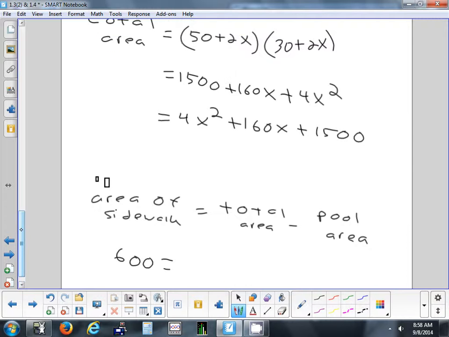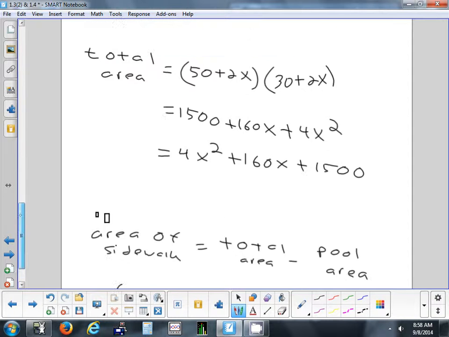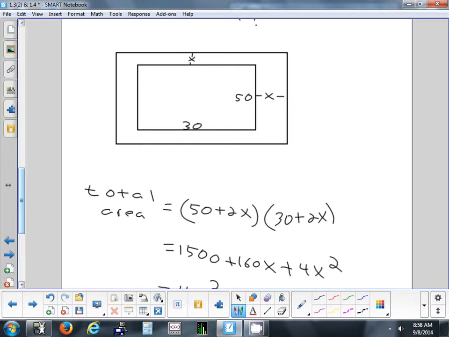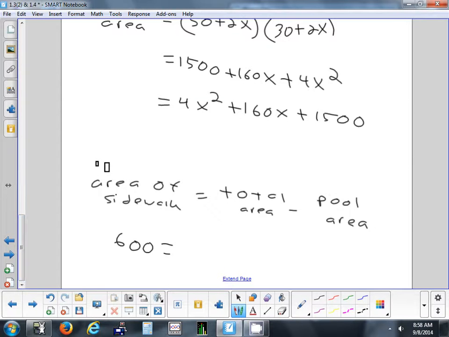Now let's do this out. Total area minus pool area. Okay, there's my total area. What's the area of the pool? Yeah, it's 1,500. So when we subtract that off, this last term just disappears. Okay, so all we get is 4x squared plus 160x. Okay, that's a quadratic equation.